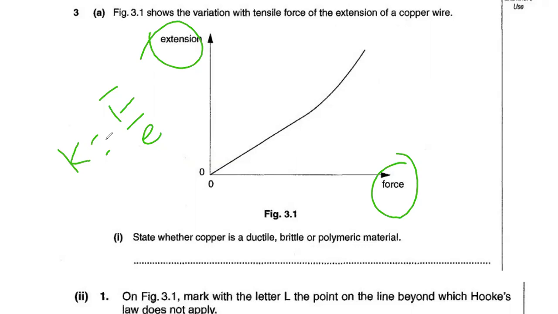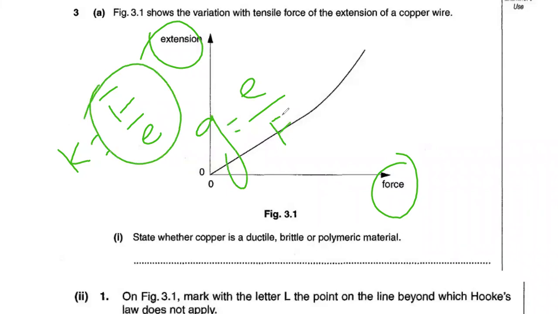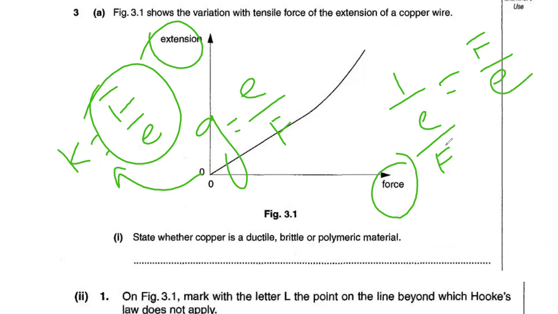So if I take out the gradient of this particular line, I will get extension upon force. That will be my gradient. My gradient will not be force upon extension, it will be extension upon force. So to convert this into my spring constant, I will have to inverse it, so it ends up turning into force upon extension. Making sense? Yes. Amal, Soya, making sense? Yes, miss. Yeah.